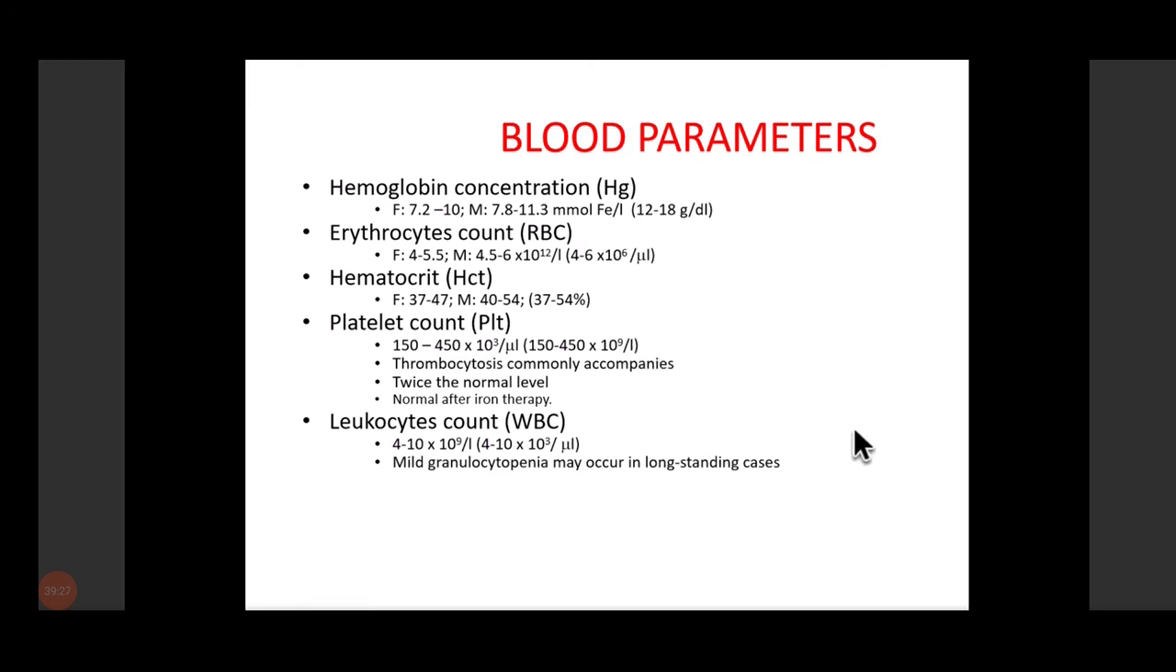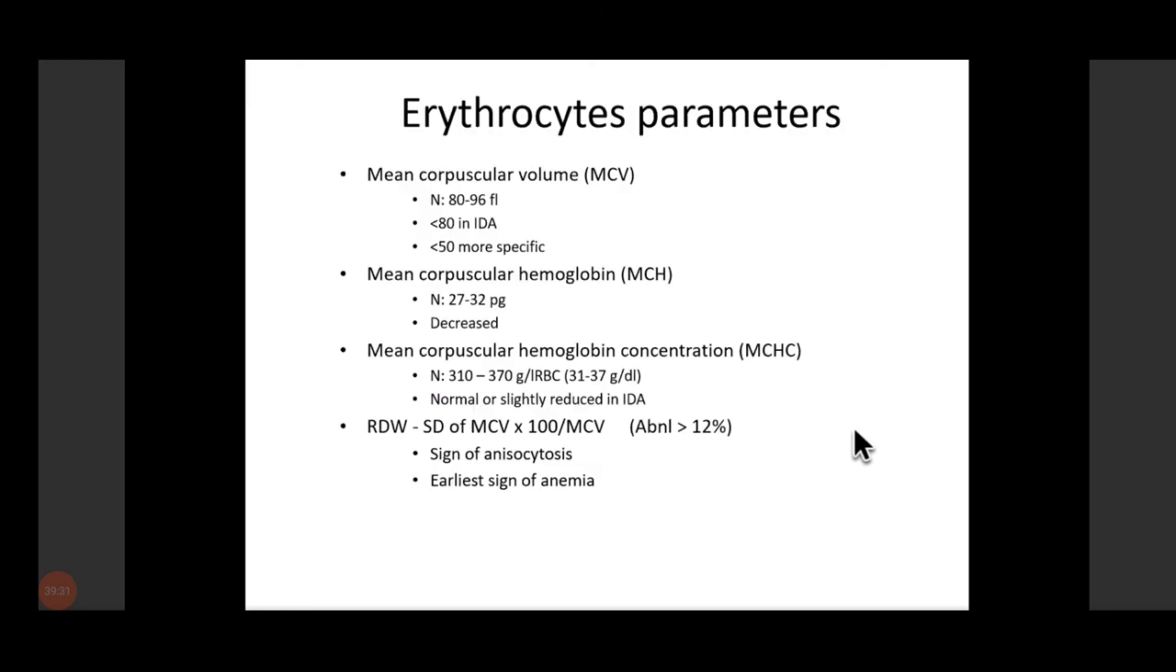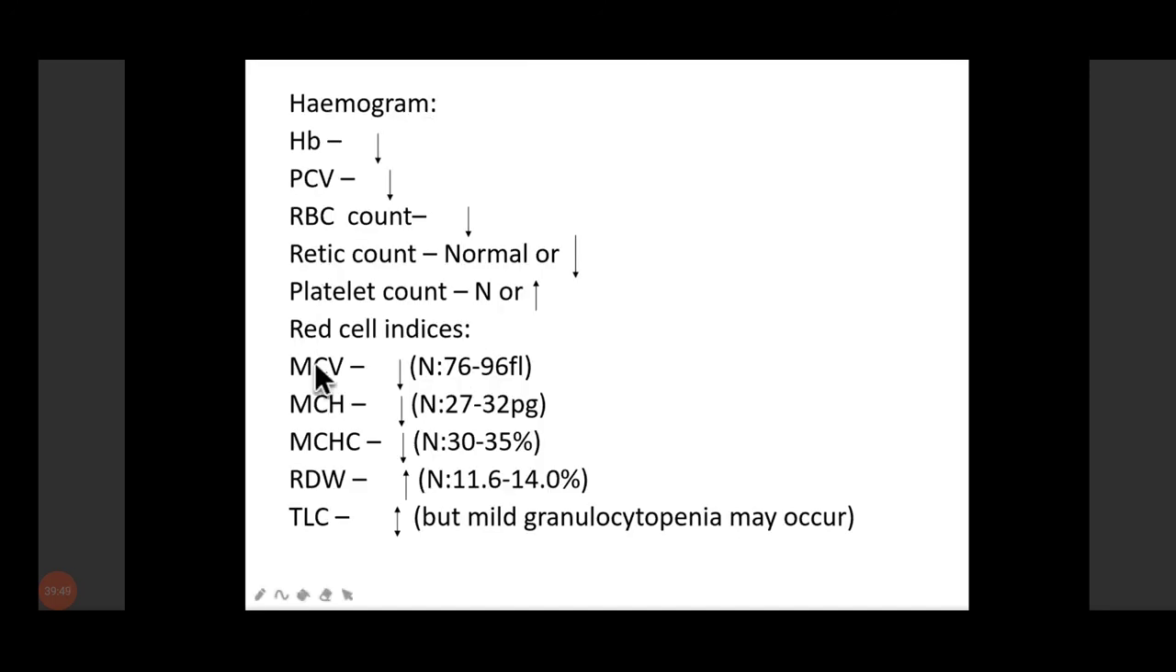Leukocyte count is usually normal, but mild granulocytopenia may be seen. The MCV will be low because our red cells are microcytic, the MCH is decreased, and the cells are hypochromic. There will be signs of anisocytosis in them. So this is the main gist of what I've talked about.